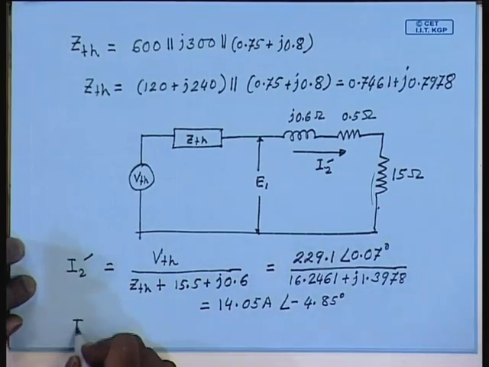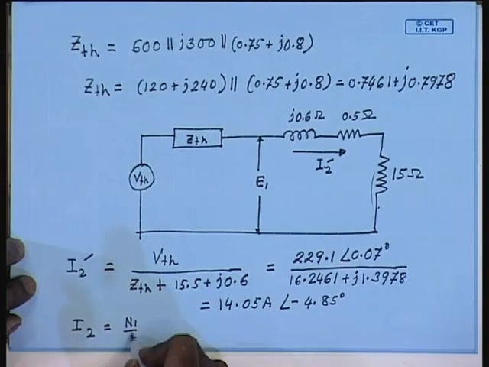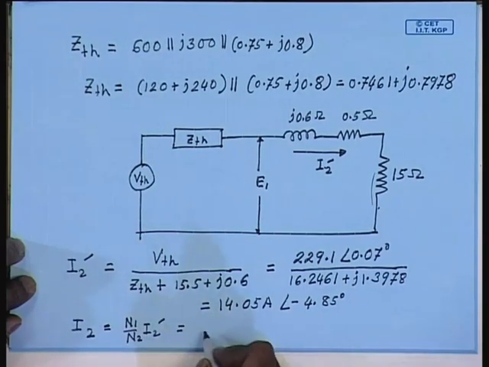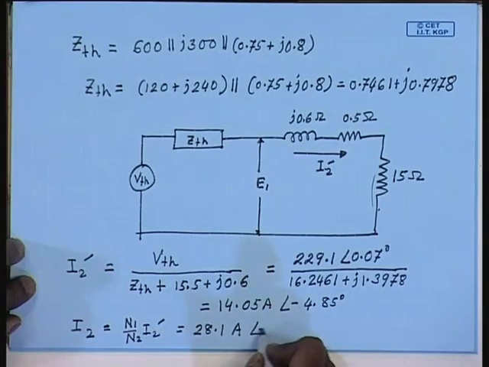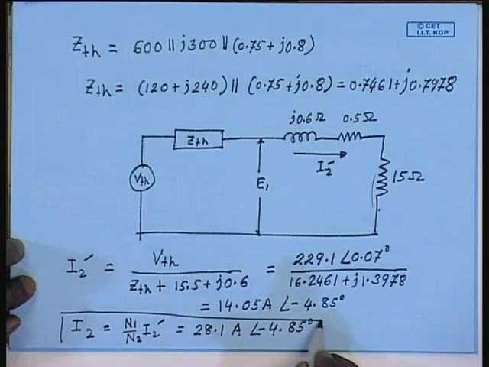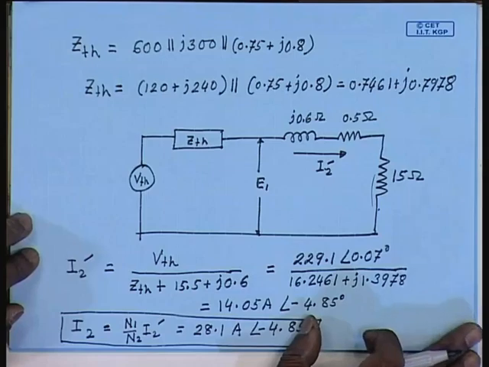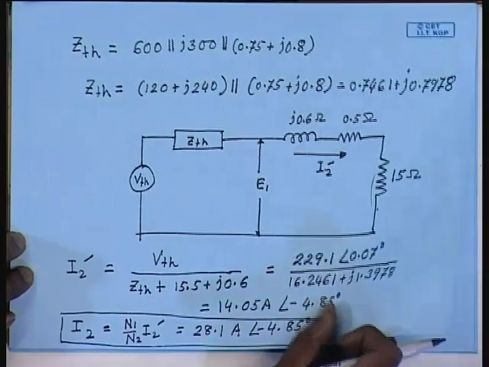Now, how much is I2? I2 equal to N1 by N2 into I2 dash, hence I2 is 28.1 ampere at an angle of minus 4.85 degree with respect to the input applied voltage. Therefore, we have found the answer to one of the problems, that is, we have found what is the output current.